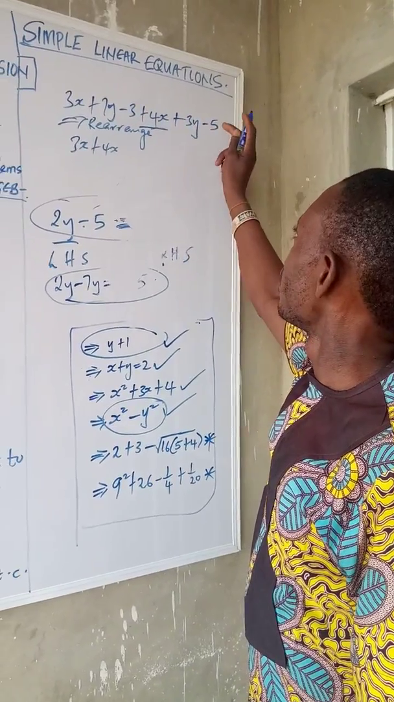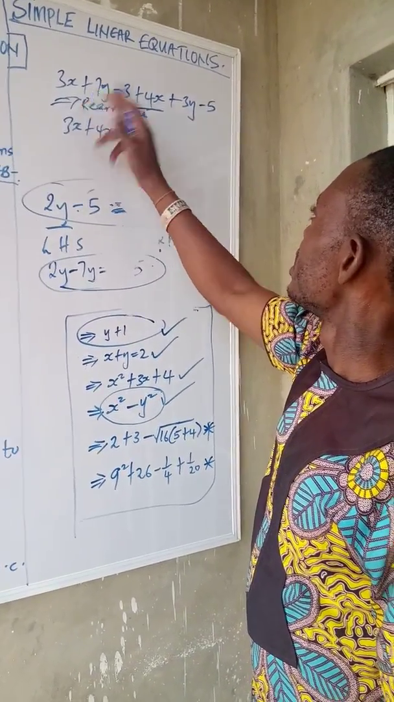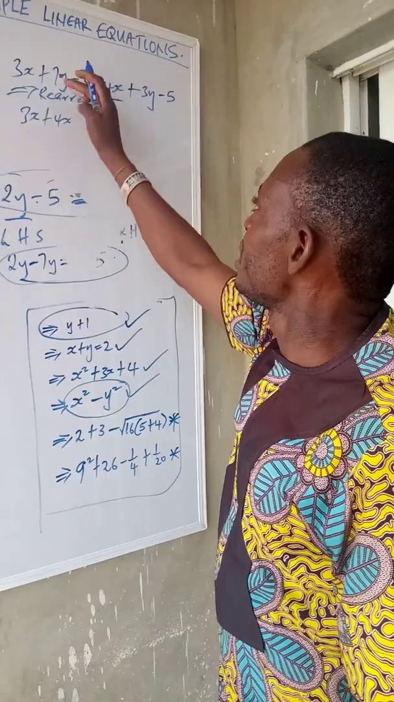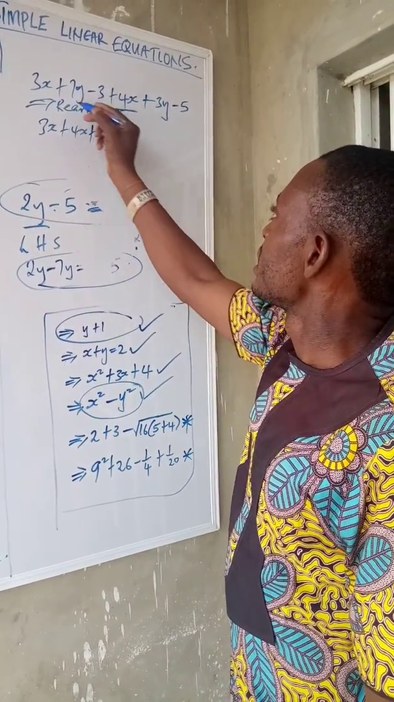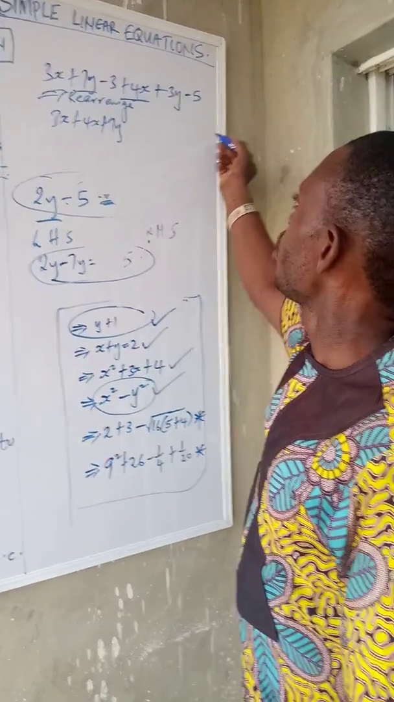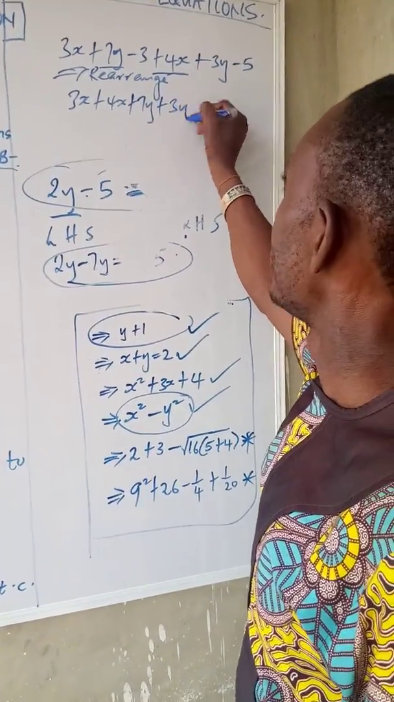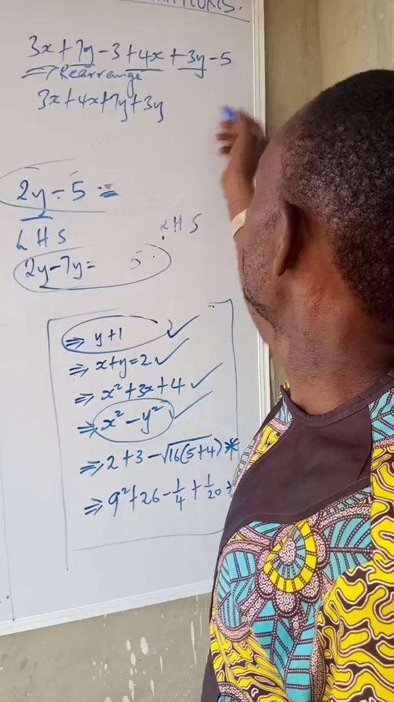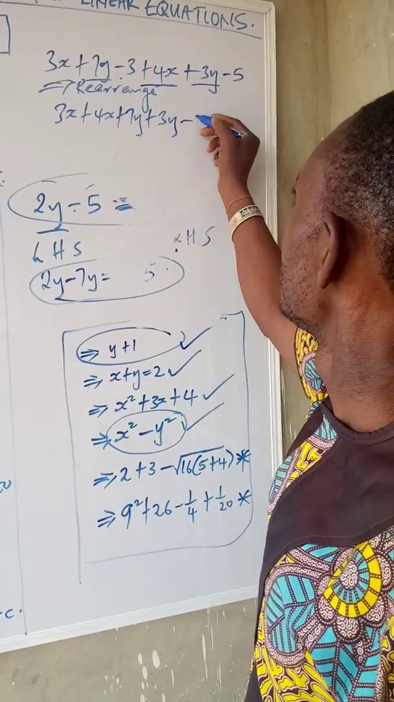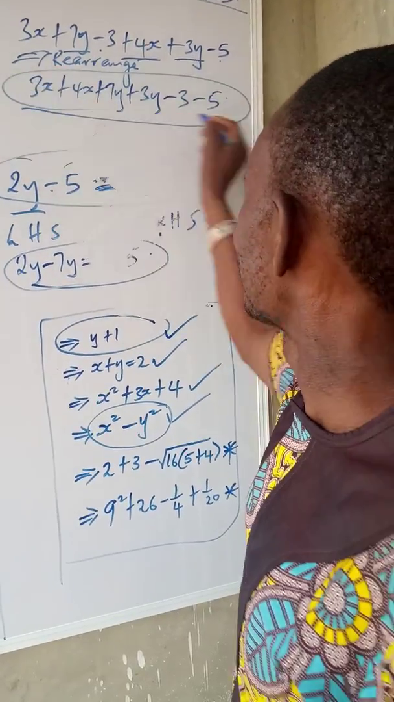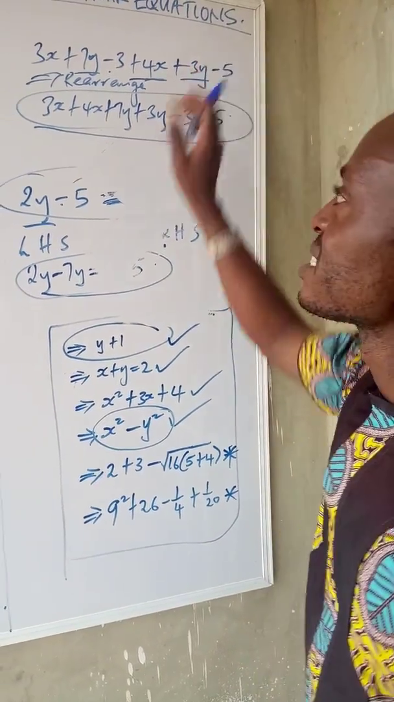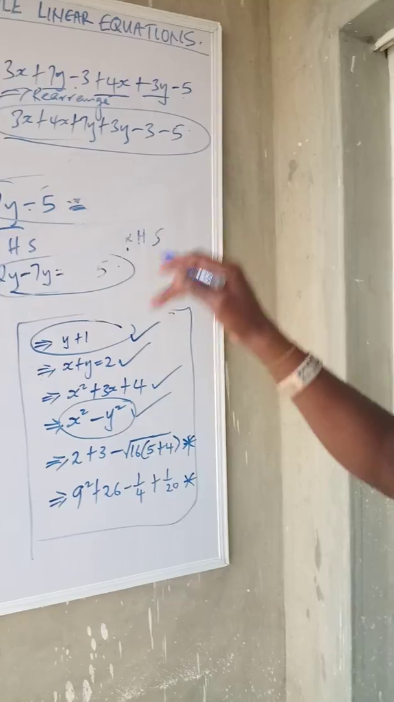And then there's no other term in x again. Now you are left with y. Move your y, plus 7y. Then what will join it will be plus 3y. Then you have your minus 3 and your minus 5. This is cleaner and looking neater than this because it has been rearranged.